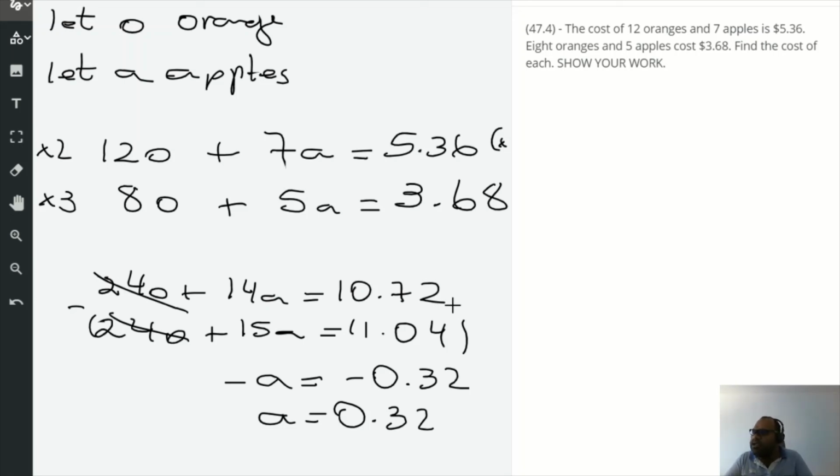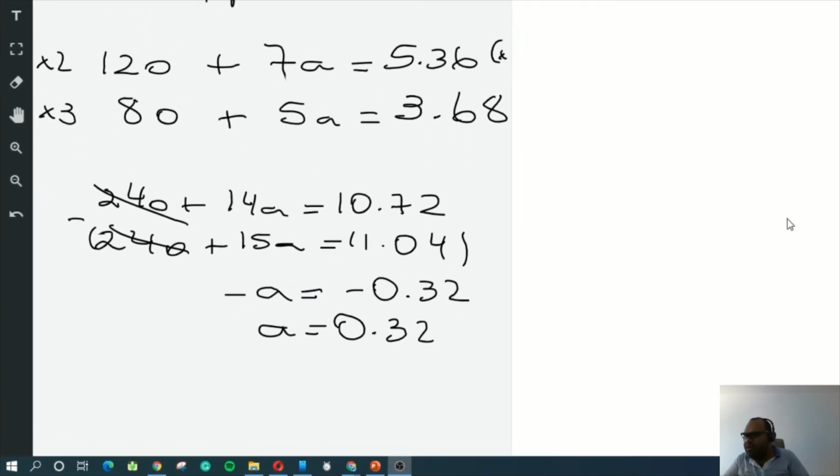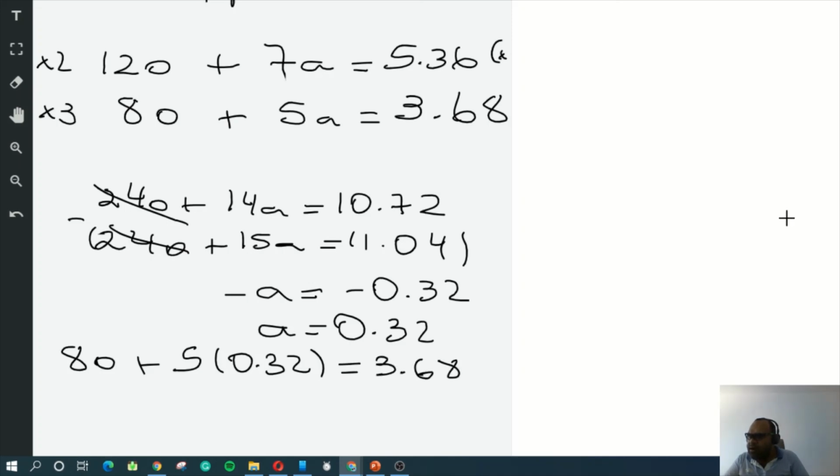And for the orange, I use this value in the first equation. Let me write this one. I will pick the second one. I think I have enough room. Let me just move the screen here, guys. Nice. I think you can see better right now. I pick the second equation: 8 O's plus 5A. I have the value for A now. 0.32 equals 3.68. Let's solve right now.